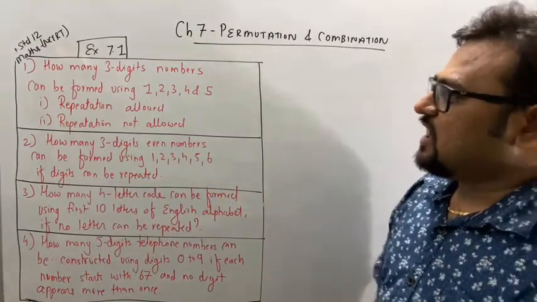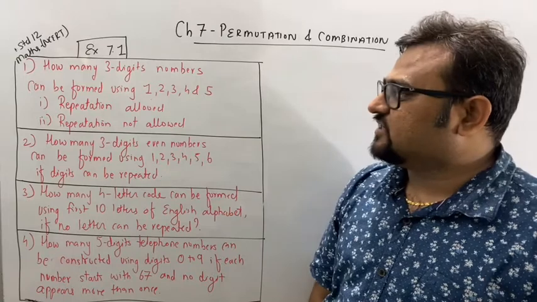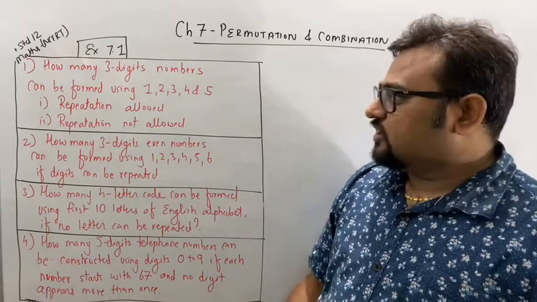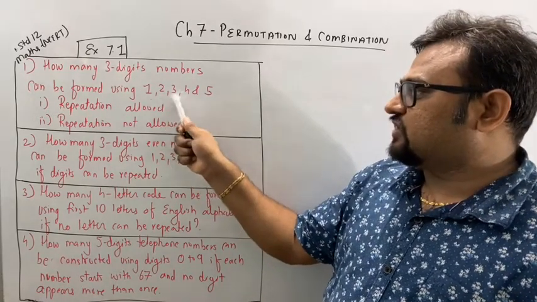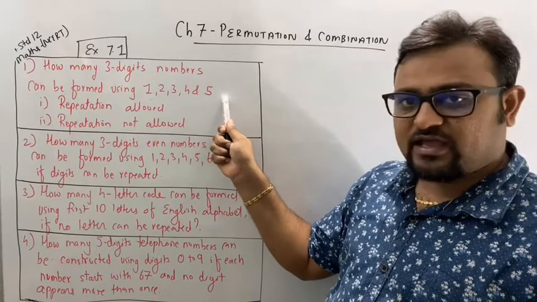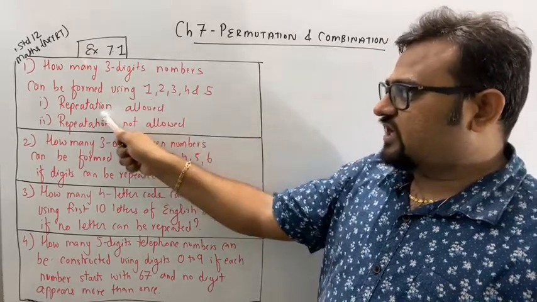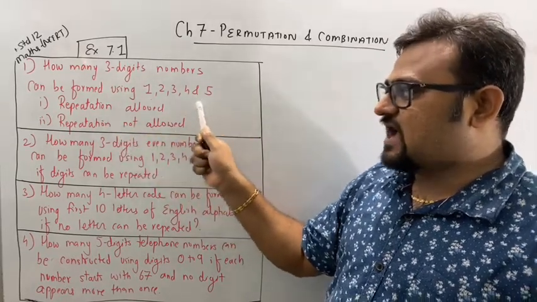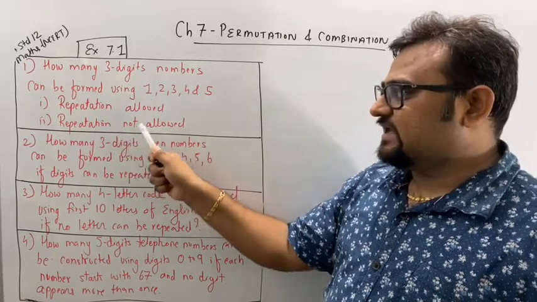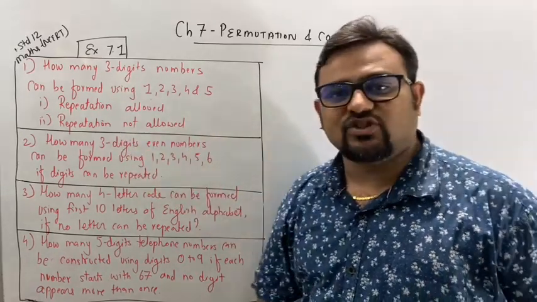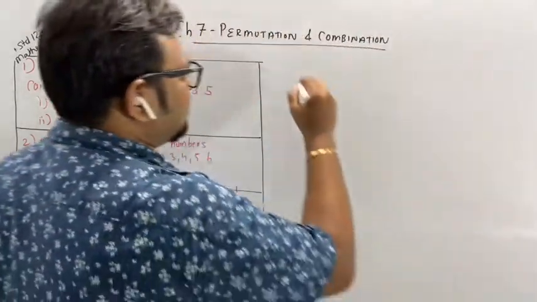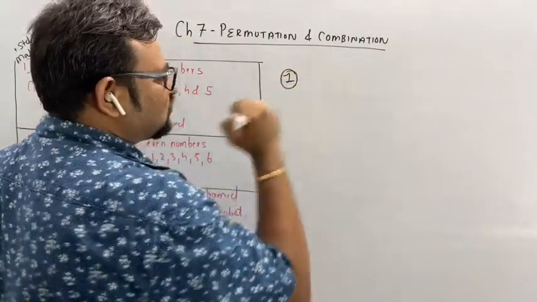First question. How many three digits number can be formed using 1, 2, 3, 4, and 5? First, if repetition is allowed, and second, if repetition is not allowed. Okay, so let's solve the first one.